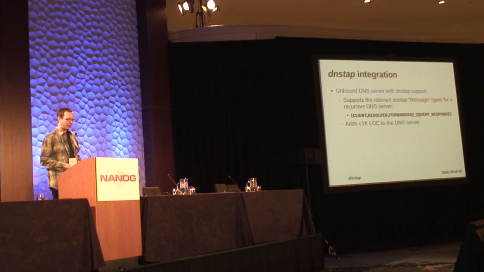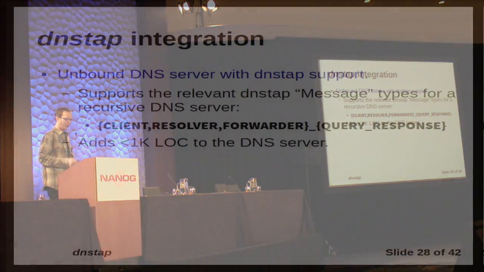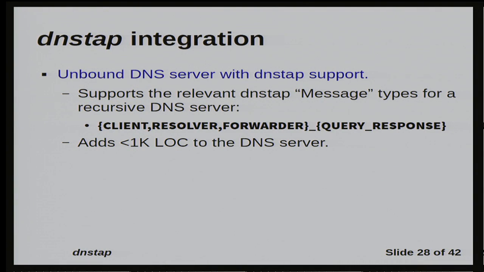So this is a hyperlink directly to the GitHub repository. We have a proof of concept implementation for the Unbound DNS server, which is a recursive DNS server. So it supports the subset of message types that are relevant for that type of server, and adds less than 1,000 lines of code to that server. And that's working. There's a proof of concept implementation for that. Not yet production ready. We're working on that.